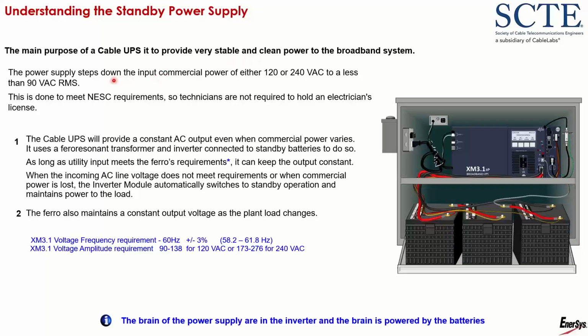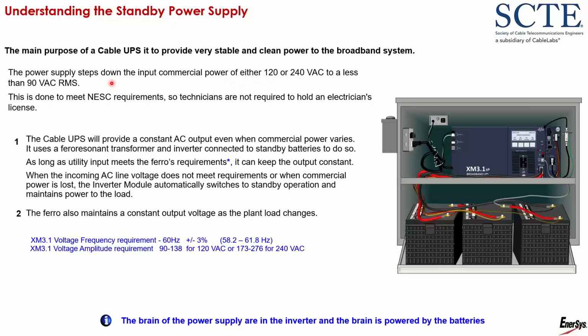That's the main purpose, but it also steps the voltage down, right? You have 120 volts or 240 volts coming from the utility. The National Electrical Safety Code requires that the voltage on your cable plant be less than 90 volts RMS, and it's important that we measure it at RMS, okay? So we have to step the voltage down from a higher voltage to a lower voltage. Less than 90 volts RMS is considered a low voltage, which is safer to work with than these high voltages.